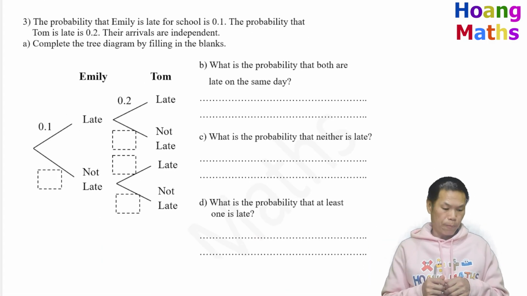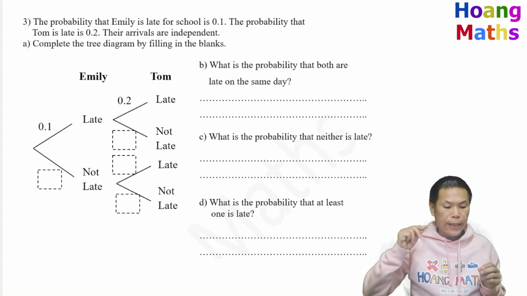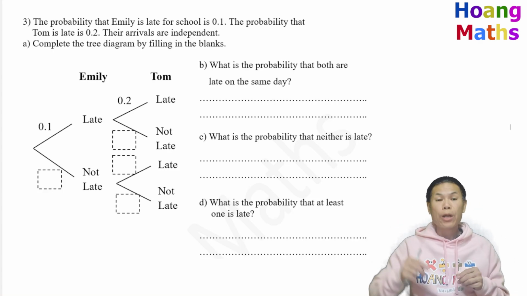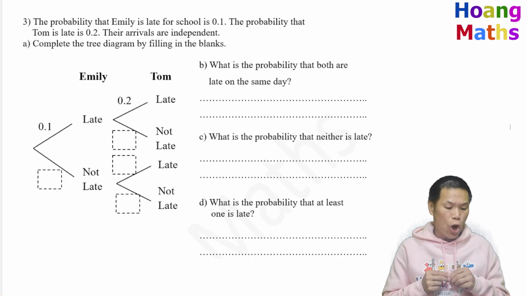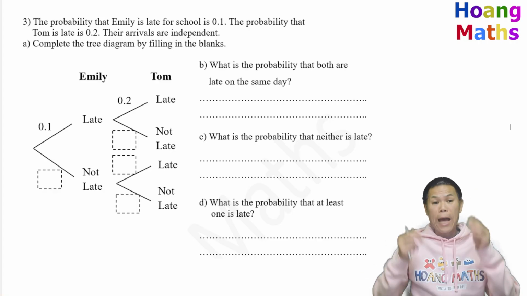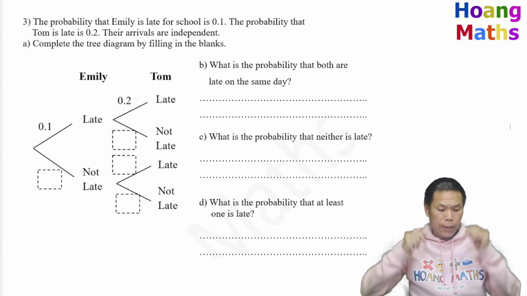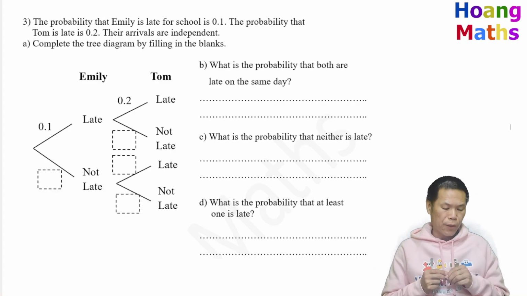Question number 3. The probability that Emily is late for school is 0.1. The probability that Tom is late is 0.2. Their arrivals are independent. So part A, we need to complete the tree diagram first.